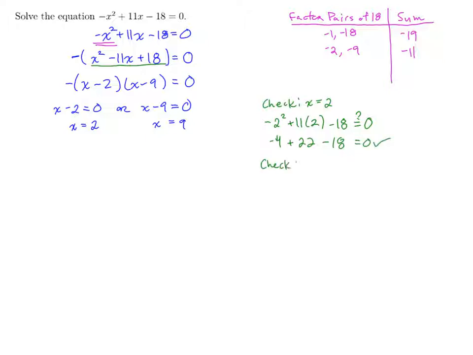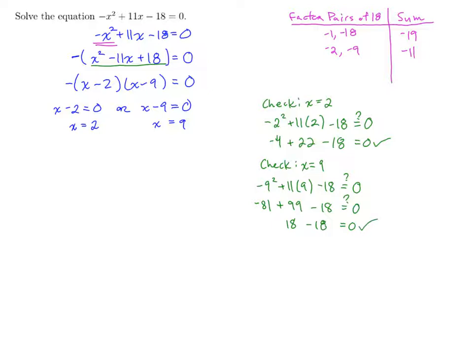Next, we'll check our proposed solution of 9, so we'll replace every instance of x with 9. So now, for this instance, we'll have the opposite of 9 squared, so the negative of 9 squared, plus 11 times 9, minus 18, and we're checking, does that equal 0? So the opposite of 9 squared will be negative 81, and then we're adding 99 and subtracting 18. If I take negative 81 and I add 99, I'll get 18, then I'm subtracting 18, and indeed that equals 0.